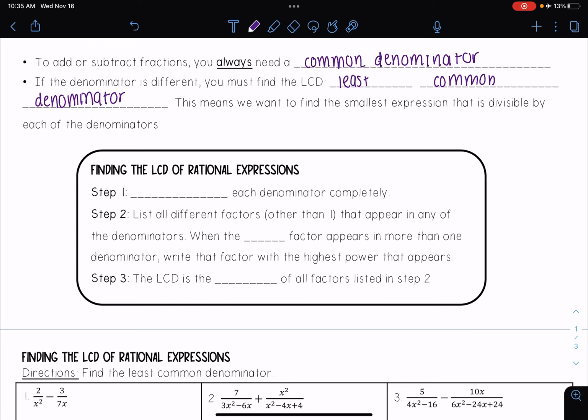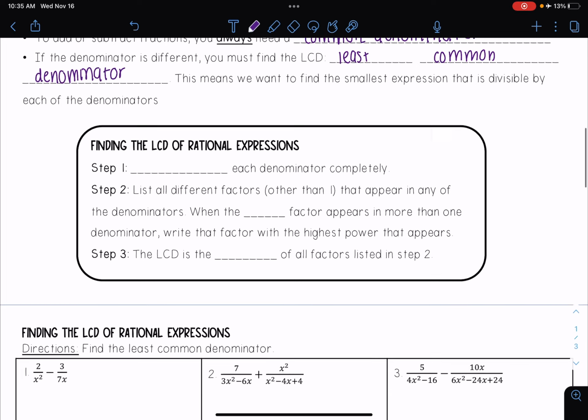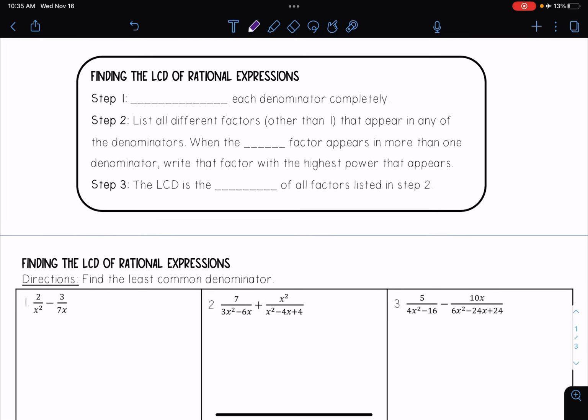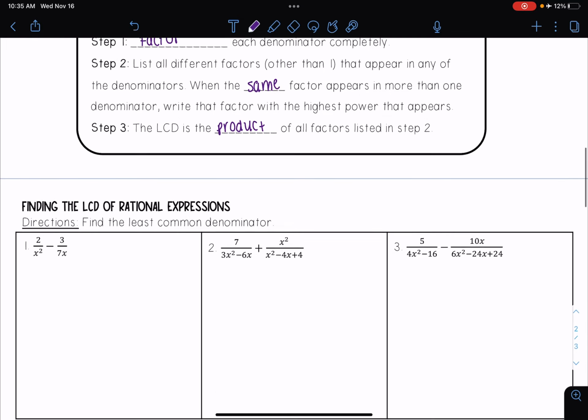So there's going to be three basic steps that we're going to follow to find the LCD of rational expressions. First, we're going to factor each denominator completely. Second, we're going to list all different factors other than one that appear in any of the denominators. When the same factor appears in more than one denominator, write that factor with the highest power that appears. And then step 3, the LCD is the product of all factors listed in step 2.